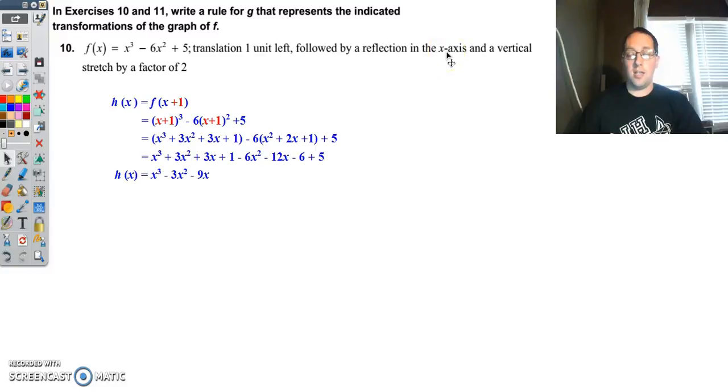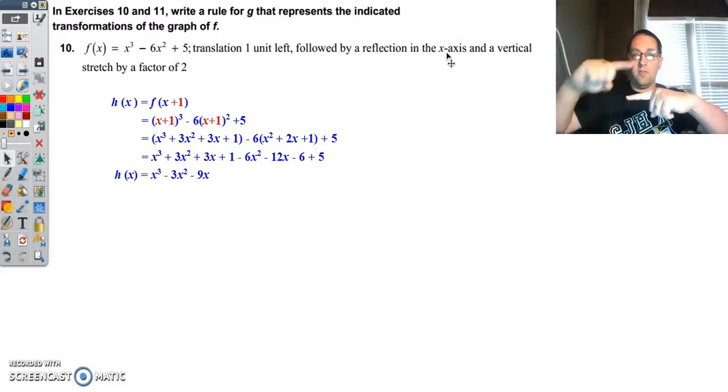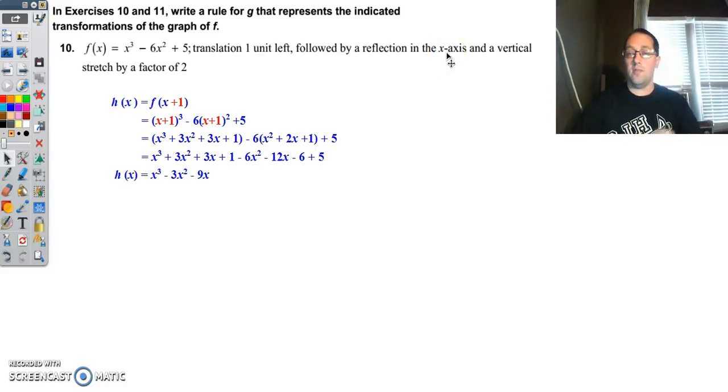It's in the x-axis, so that means it's going this way. That's vertical, so it's going to be on the outside, in front of the whole thing. And then we want a vertical stretch by a factor of 2. Again, vertical, so it goes to the whole thing, so that's out in the front. So that means our g of x is going to look like this.